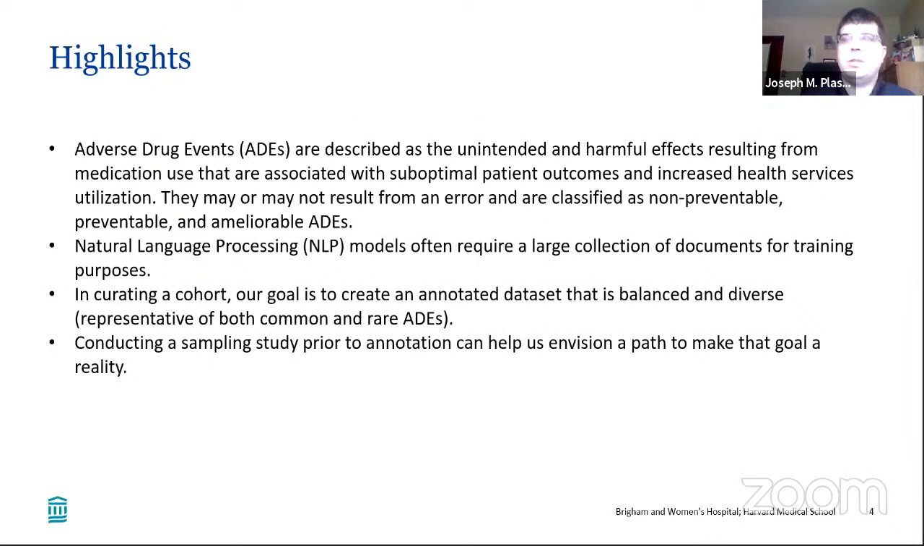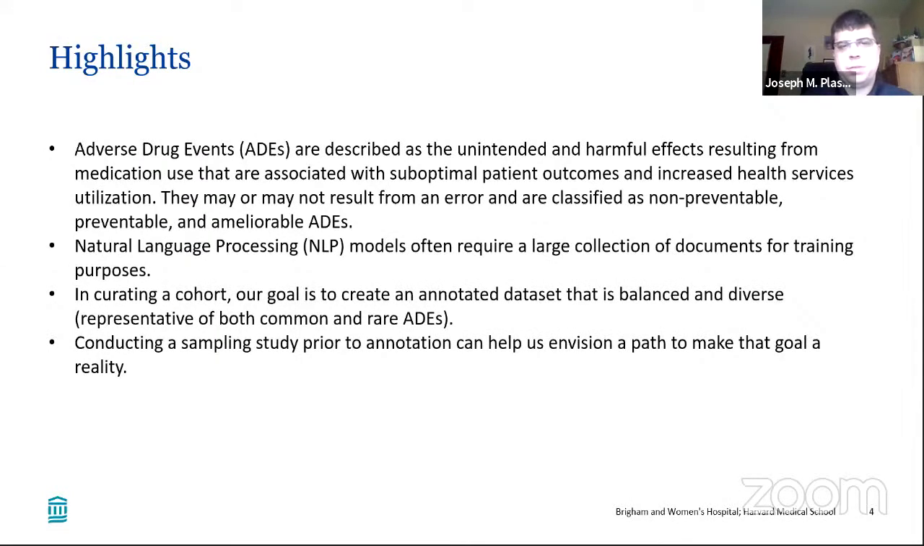So the short version of the talk is this. Adverse drug events, or ADEs, are described as unintended and harmful effects resulting from medication use that are associated with suboptimal patient outcomes and increased health services utilization. They may or may not result from an error and are classified as non-preventable, preventable, and ameliorable ADEs.